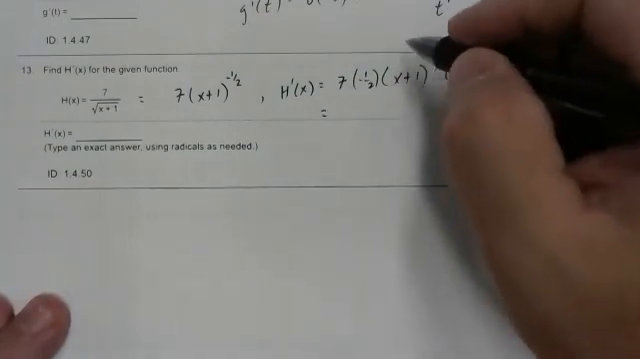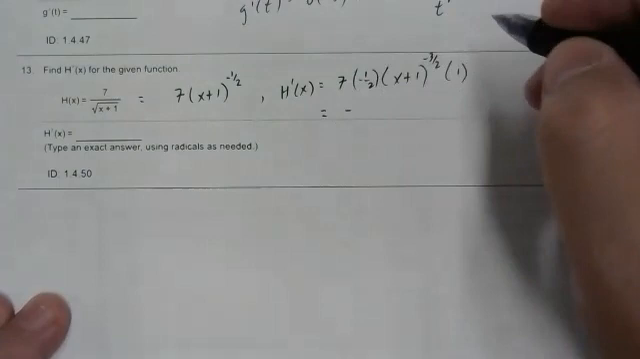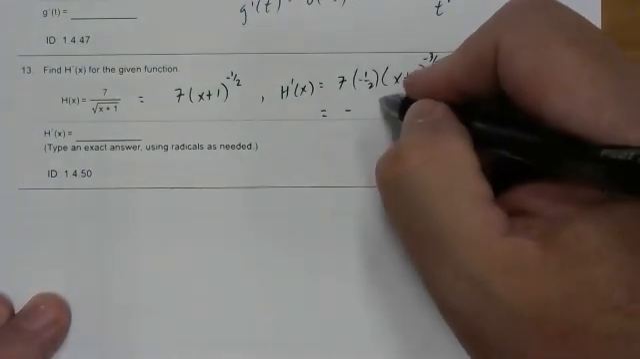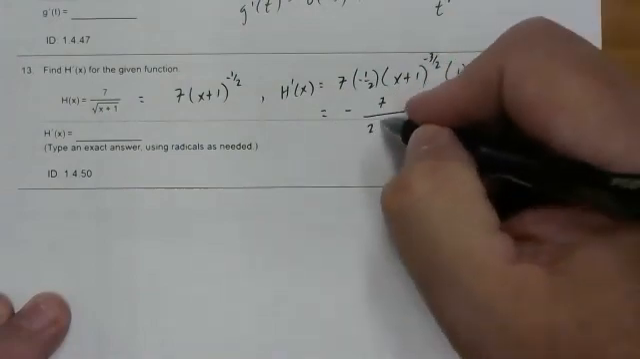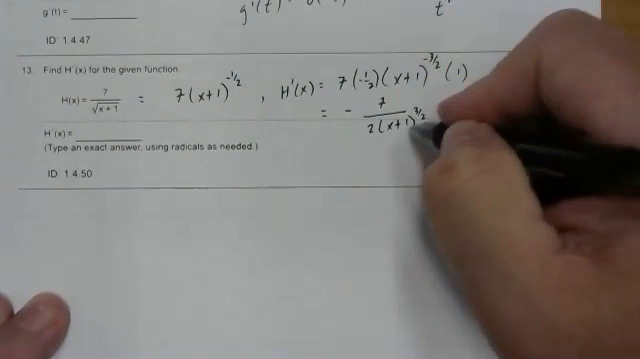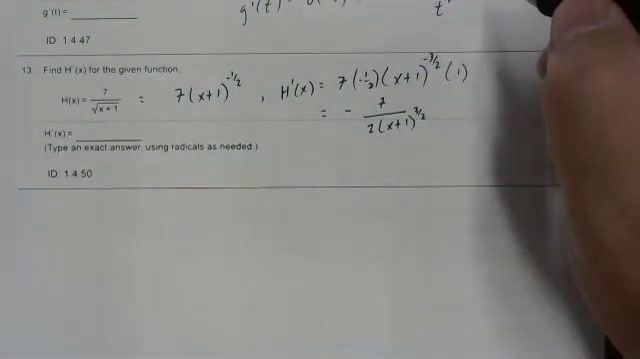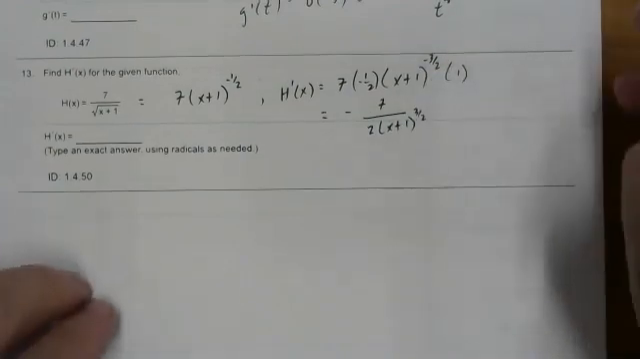So if I try and clean all this up, this whole thing is going to be negative 7 on the top, 2 on the bottom, and x plus 1 raised to the 3/2 power. And that is correct right there.